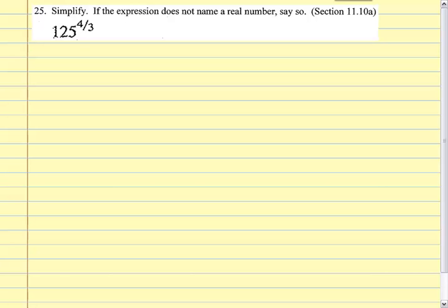Okay, who wants to do this one for us? It would be 125. 125, then the cube root. All right, to the 1/3, like that? Okay, to the 4th. Now, Lake, what is 125 to the 1/3?